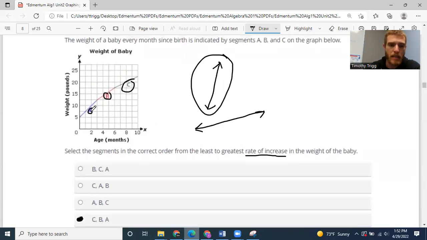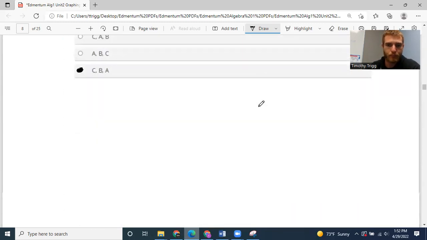Okay, which makes sense. They grow faster in the beginning, then their growth slows down as time passes, right? They're still growing a lot, but their growth slows down as they get a little bit older.